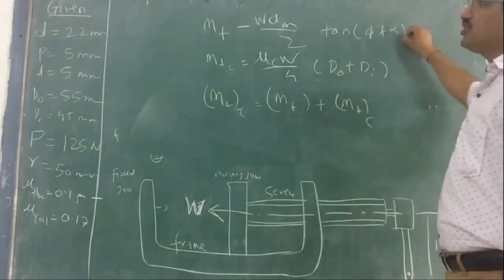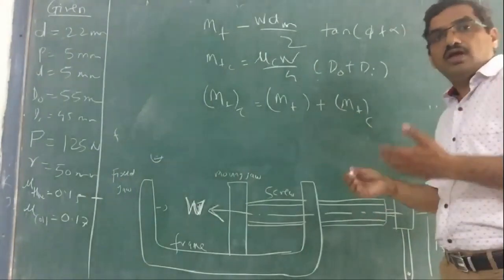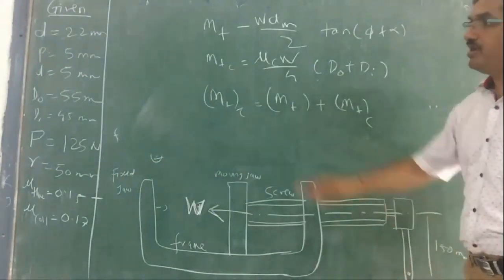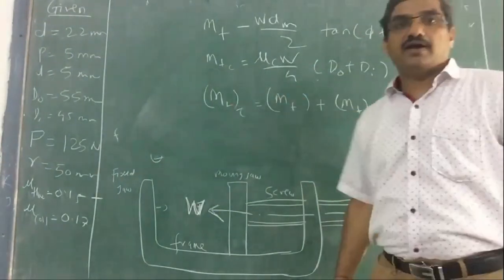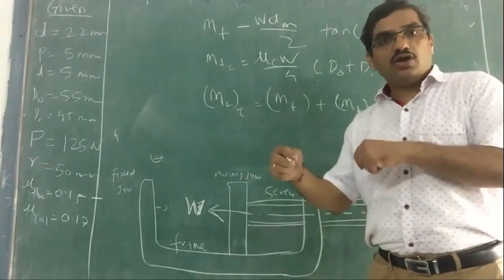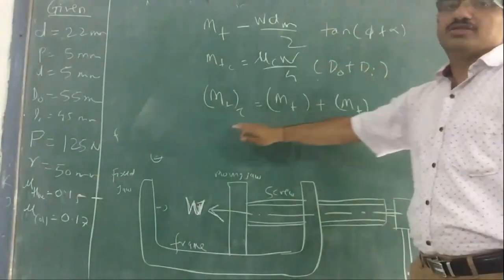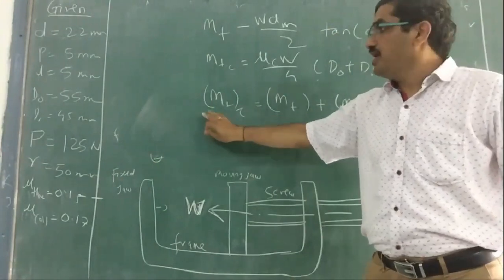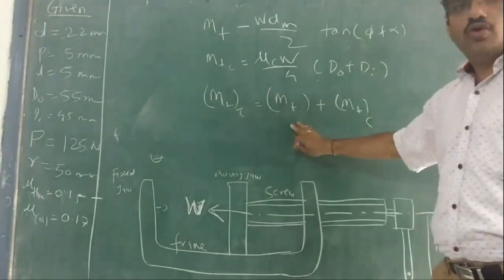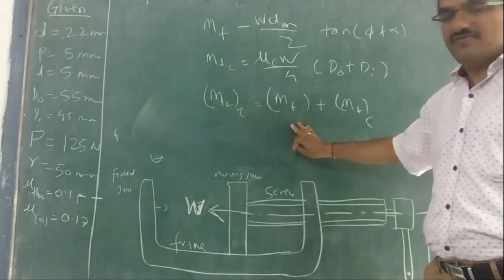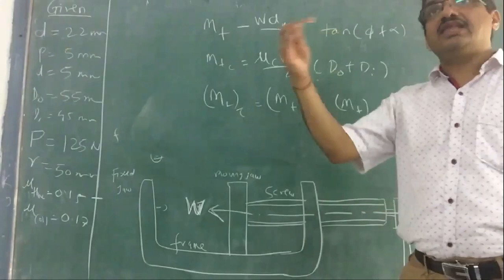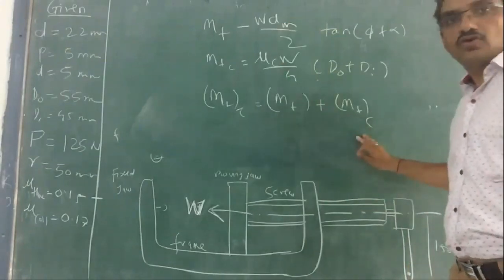So we have to work out these two frictions, and whatever total torque is required will be applied by this. This will be the effort 150 into 125, so 125 into 50; this torque will be taken by this. So we will match the total torque 125 into 50. Total torque applied is equal to the torque for the threads to raise or lower the load, plus the torque for the collar friction.